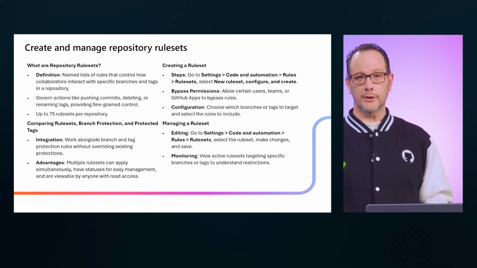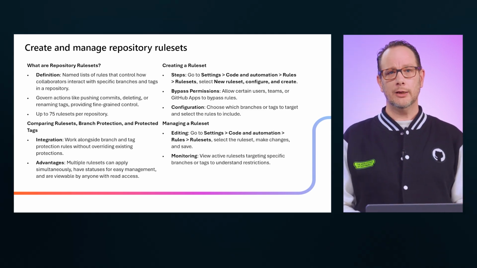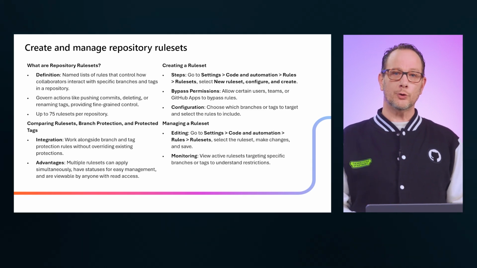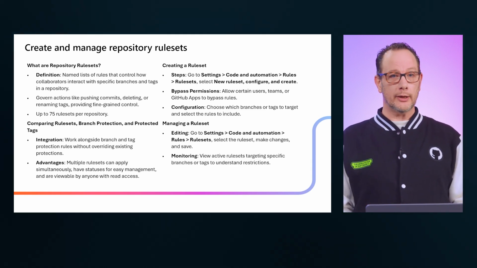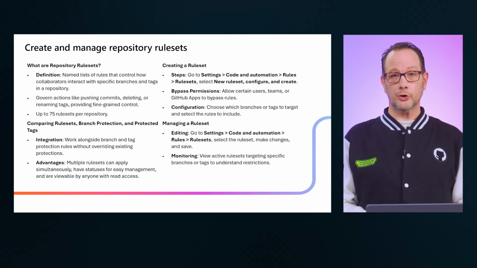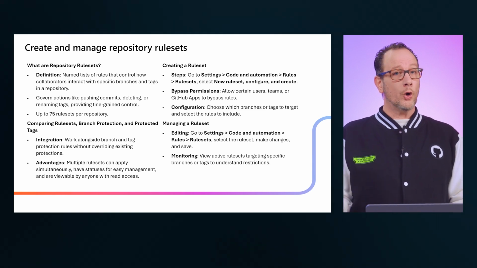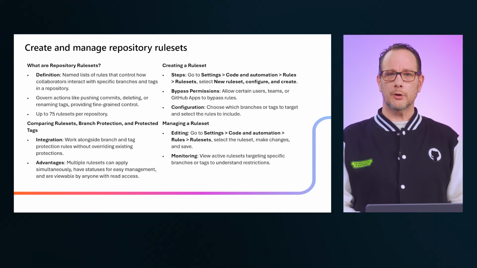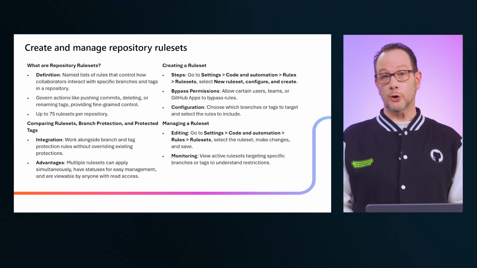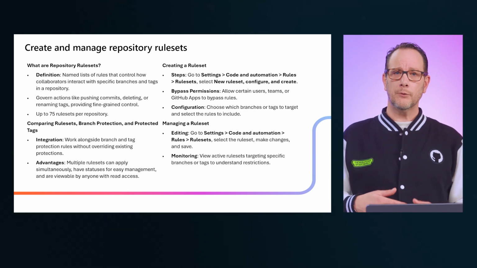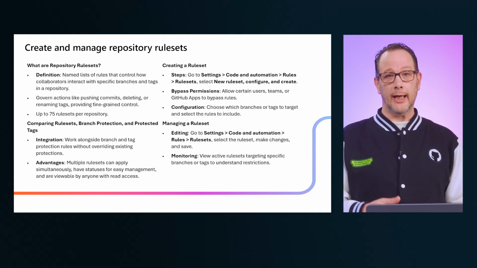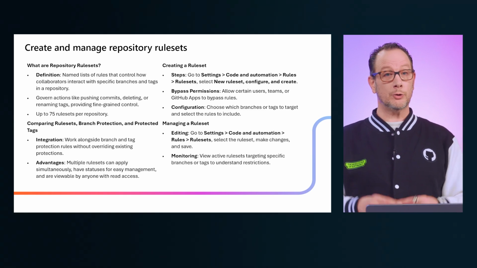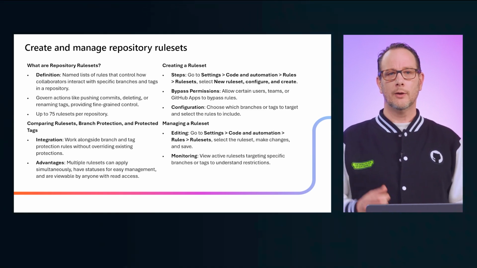A rule set is a named list of rules that gets applied to a repository. You can create rule sets to control things like who can push commits to a certain branch, or who can delete or maybe rename a tag. For example, you could set up a rule set for your repository's feature branch that requires signed commits and blocks force pushes for all users except repository administrators.